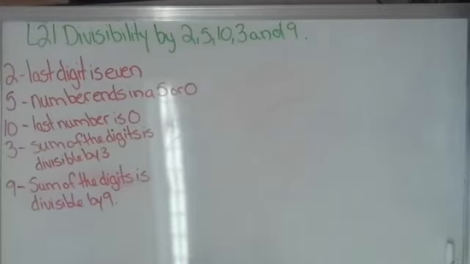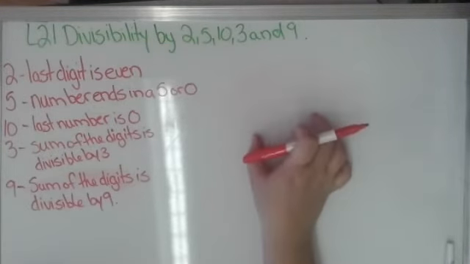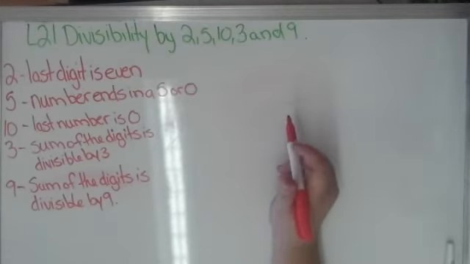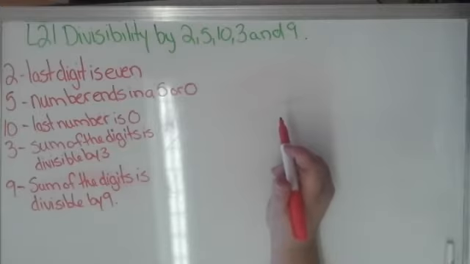3 and 9 are a little bit different. For 3 and 9, what you do is you take all the numbers in the number and add them together. So if the sum of the digits in the number is divisible by 3, the number is divisible by 3. This helps us because then we can take a look at a number.